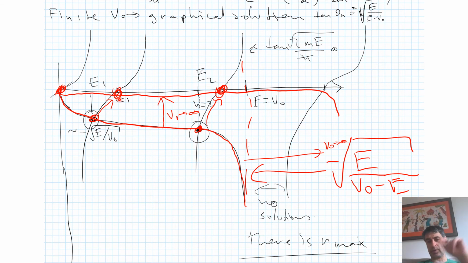So the location of the solutions is basically right where the tangent is 0, right? And so all that happens for finite V in this graphical representation is that this curve moves down. And so, first of all, these solutions are no longer right where the tangent is 0, but somewhere a little bit below. But the biggest change, of course, is that you no longer have an infinity of solutions. You just have this finite set.